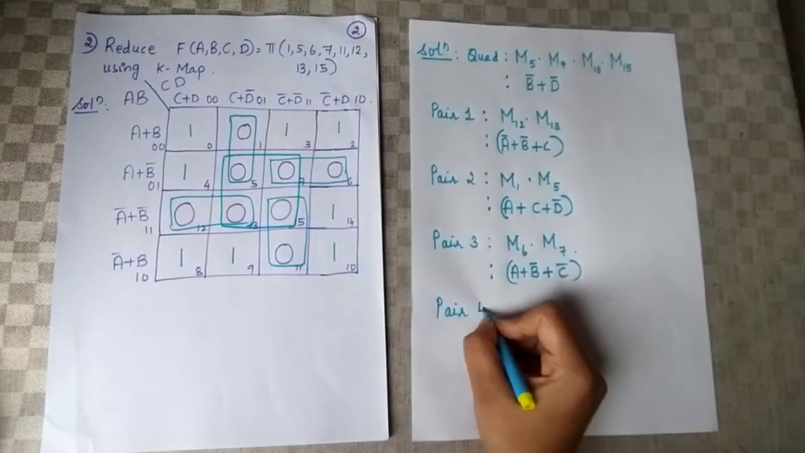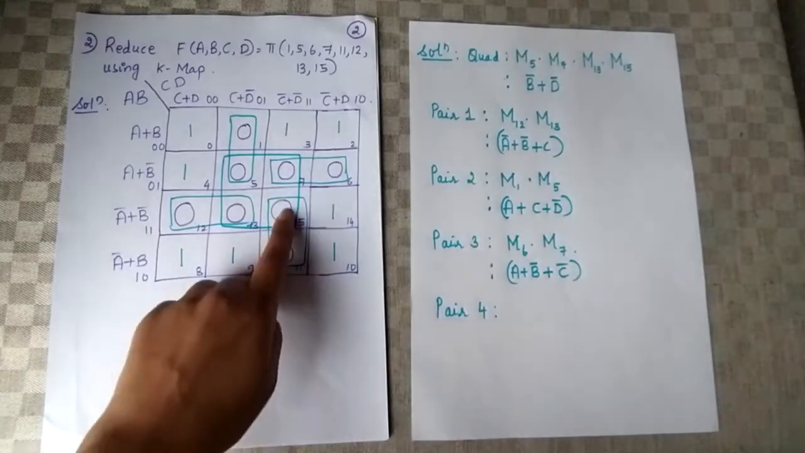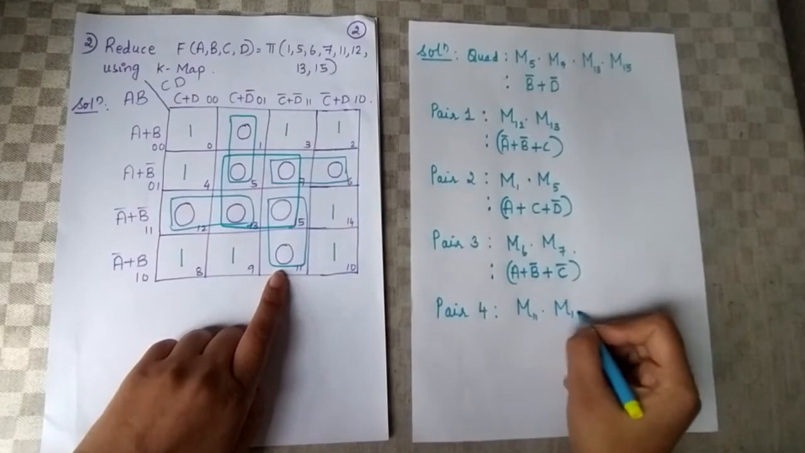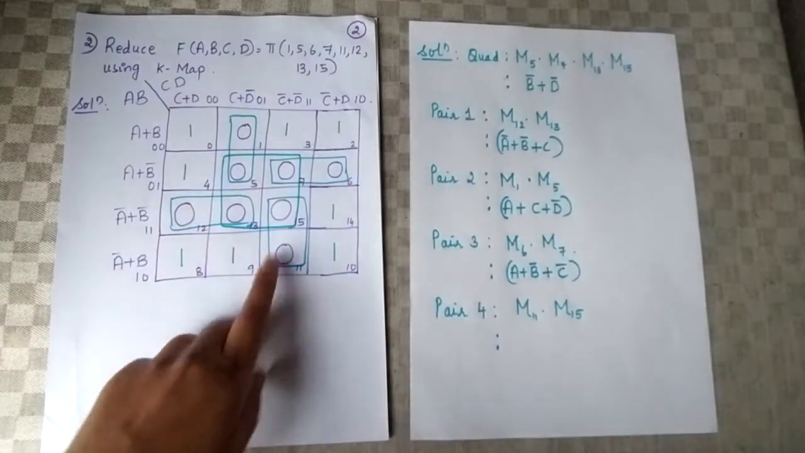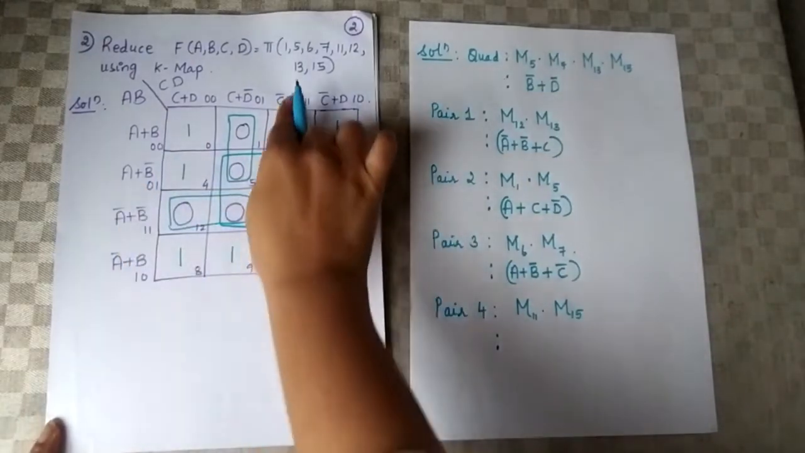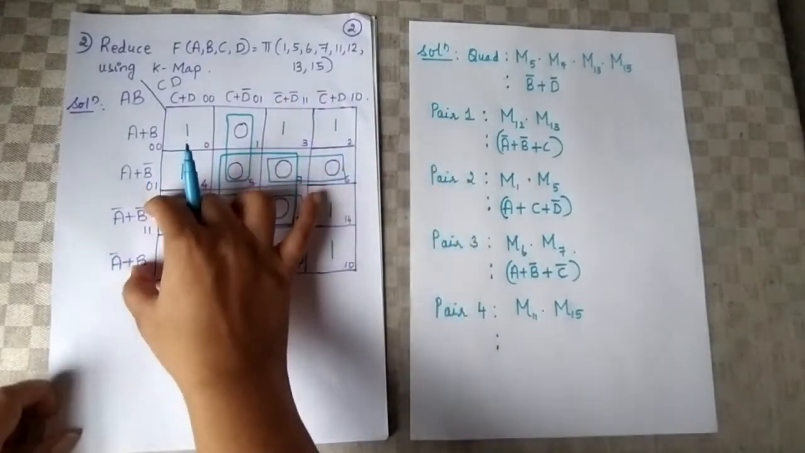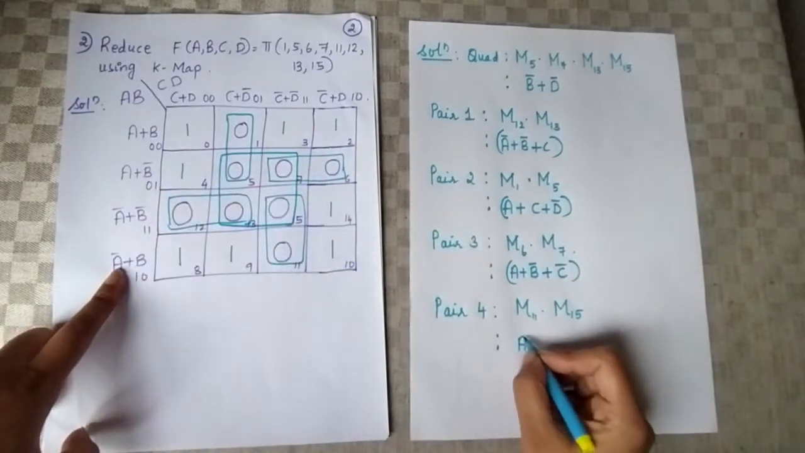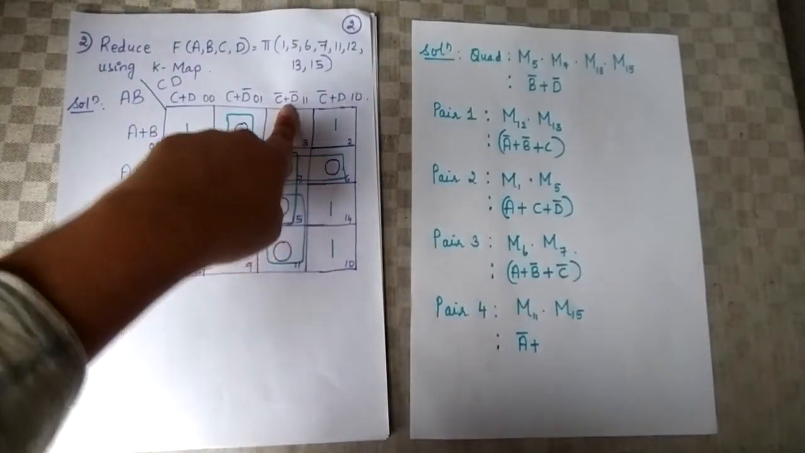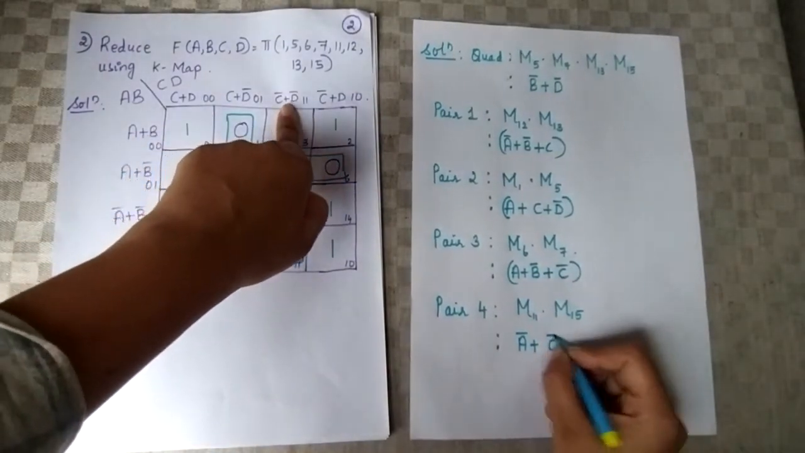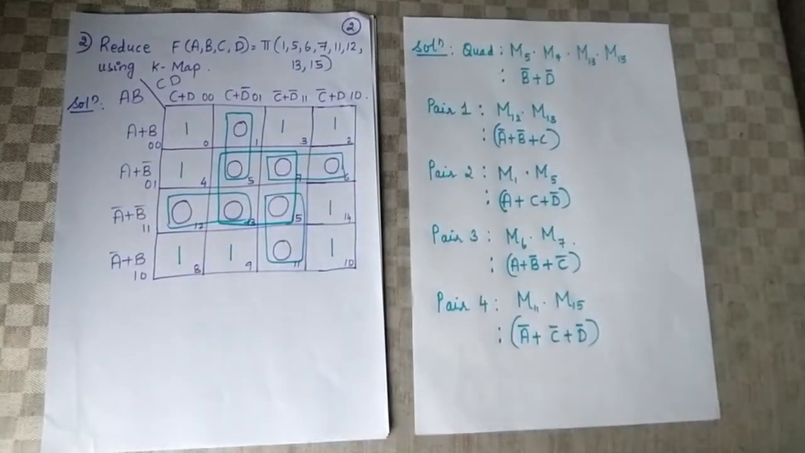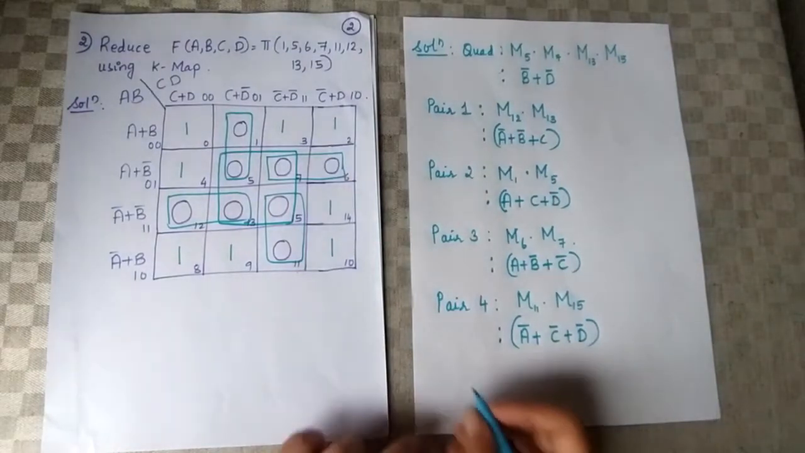Next, I have pair 4, which is this one. It is M11 and M15. This particular pair is associated with these 2 rows and this single column. Now in these 2 rows, the common variable is A complement. Plus, since it is associated with the single column, we can't find any common term. We should write that complete term as it is. So with this particular K-map, we get 1 quad and 4 pairs.